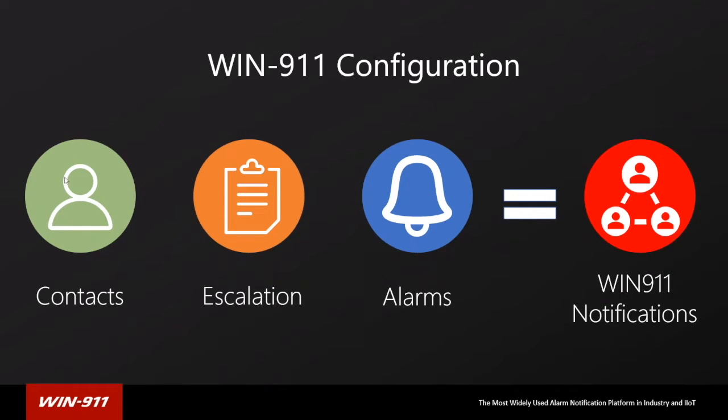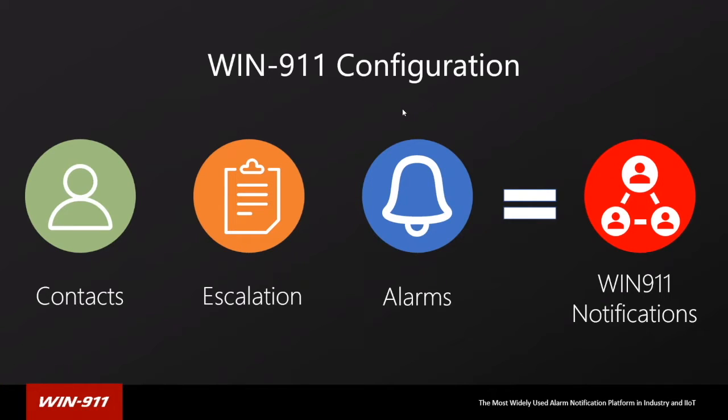And so it's usually easier if you start with your contacts, putting in your users, which users are going to be notified and what notifier they're going to be using, like mobile or voice or SMS. And then we create our notification policy and we add those users to the notification and what order they're going to be called out. And then we assign those notifications to an alarm or a subscription. And in the end, you get your WIN-911 notifications.